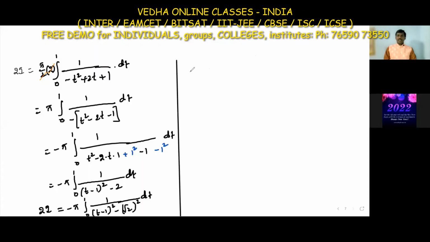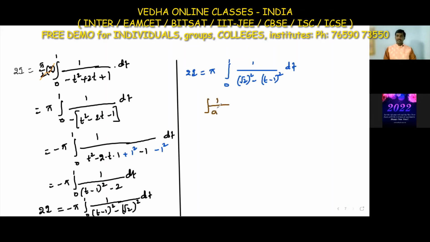So 2I is equal to pi, writing as it is, the integral from 0 to 1. This minus I am multiplying inside. If we multiply by minus inside, then the negative sign becomes positive and the positive term becomes negative. So that means root 2 whole square minus (t minus 1) whole square, and dt as it is. We have the formula here.